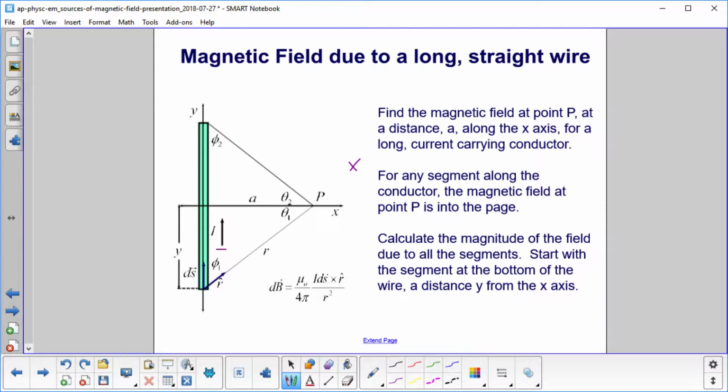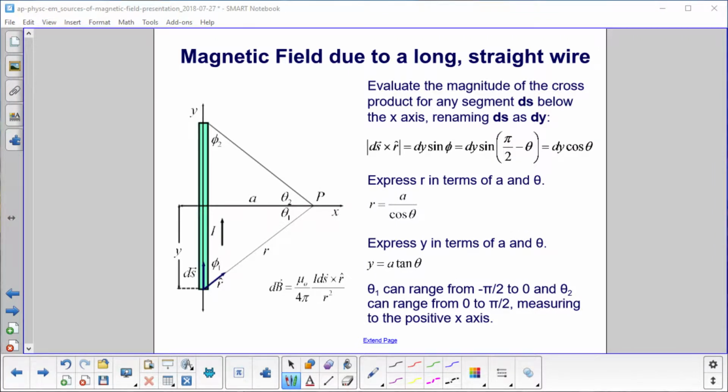Let's start with the segment down here, little ds, and let's look at some of the trig here. We're going to call this phi 1, that angle phi 1 between ds and r hat. This distance here from the center of our wire we're going to call y. This is r. a will be the perpendicular distance to point P, and then we have theta 1 and theta 2 here. So a lot of labeling there. So let me erase all that now. Please study that and be familiar with what we're going to work with.